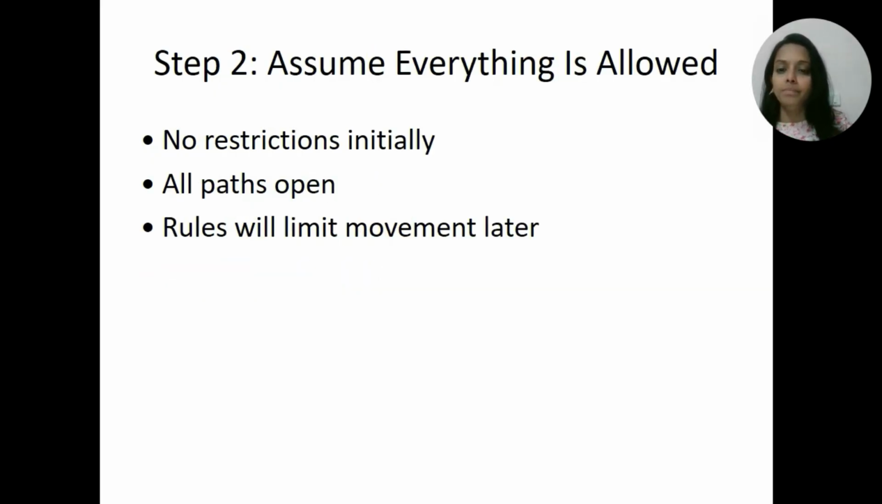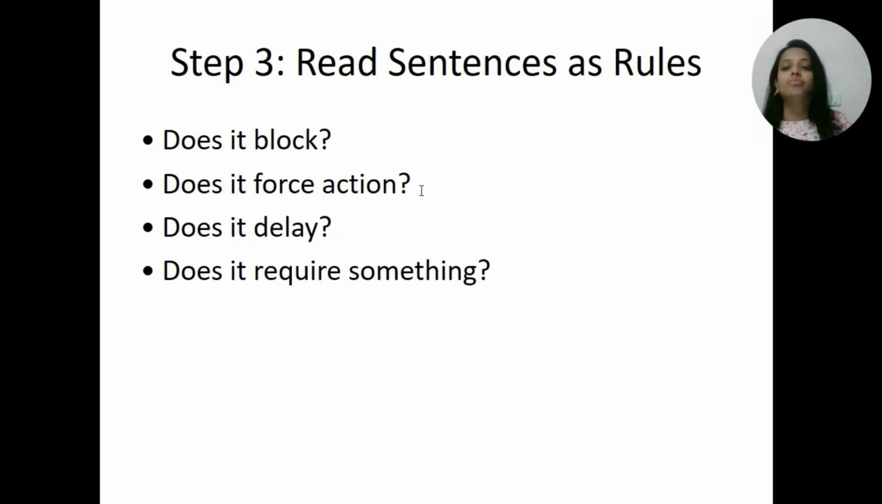And the second step is assume everything is allowed initially. Okay? This is also pretty important because at the beginning you have to imagine everyone can move freely. All steps are open, nothing is restricted. Now you are ready to read the text. Got it? And the third one is read each sentence as a rule, not information.